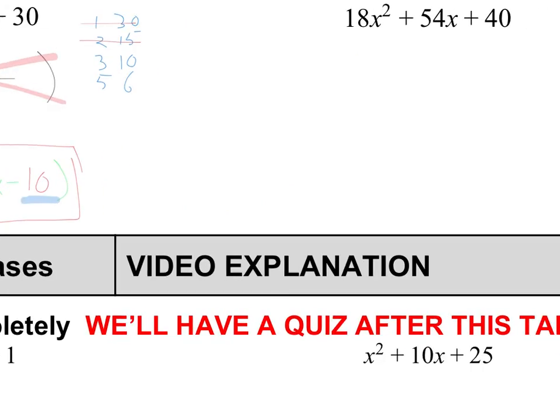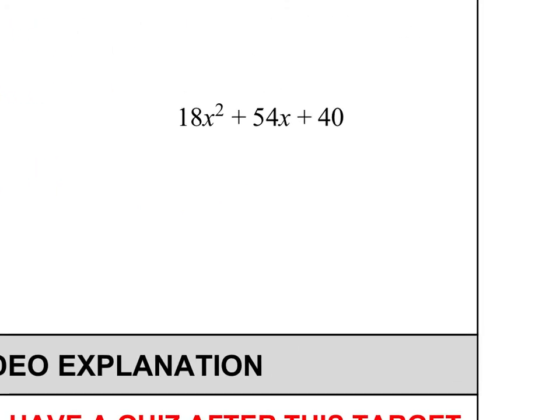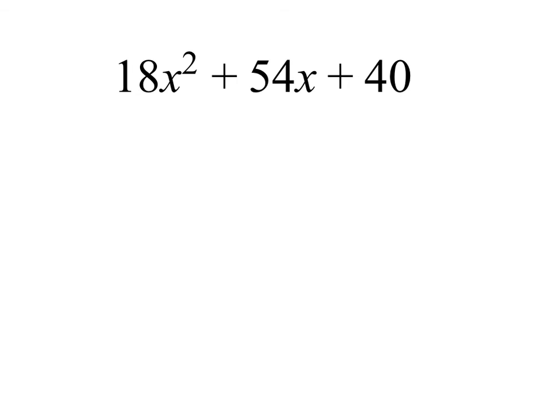All right, last and final one here. Gross, big numbers. 18x squared plus 54x plus 40. Well, again, I've got a GCF. They're all evens, so I know if nothing else, I can take out a 2. So let's take out a 2. I've got 9x squared plus 27x plus 20.